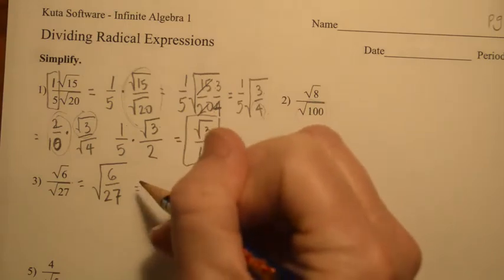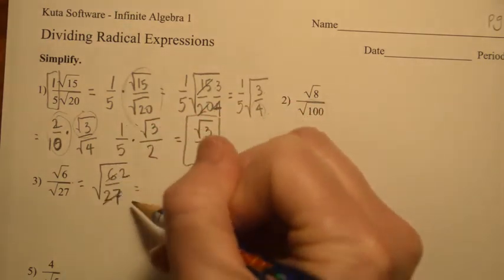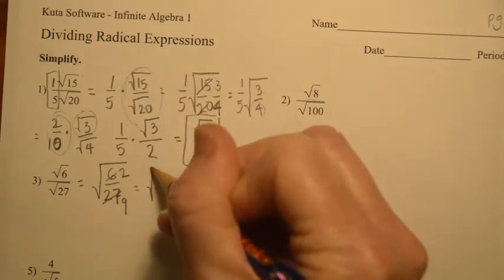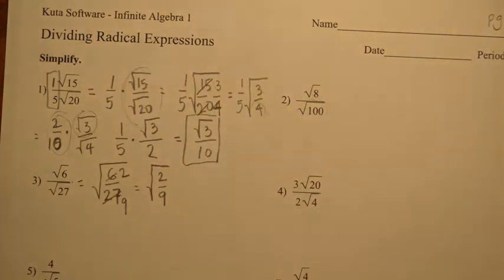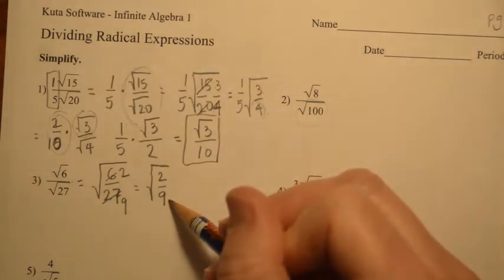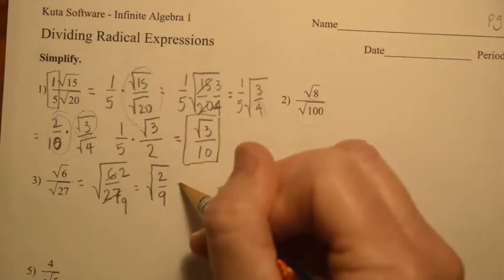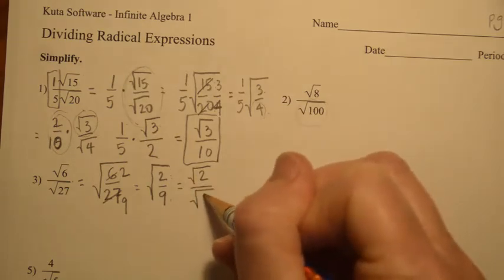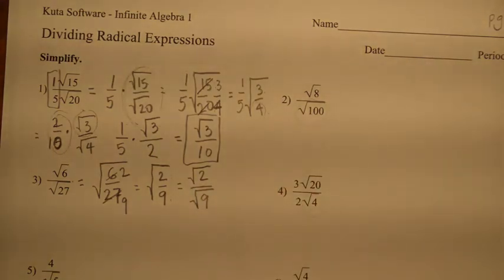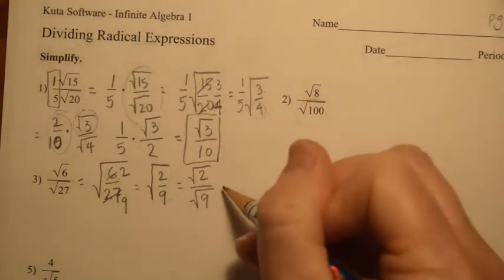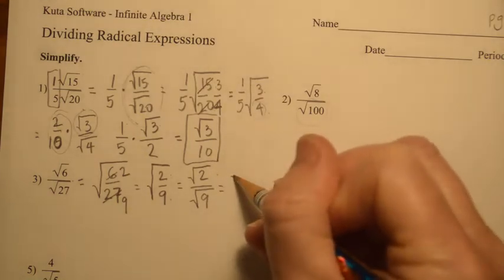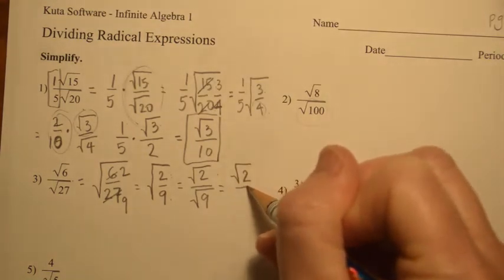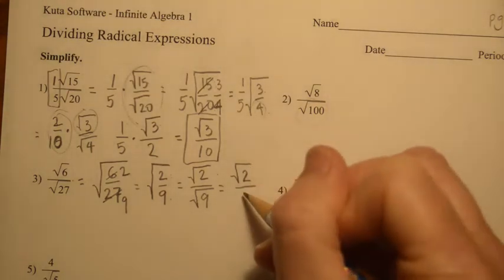All right, so hopefully you said, oh, I can take a 3 out of here and that's a 2, and I can take a 3 out of here and that's a 9. So this becomes the square root of 2/9. All right, now that I've fully reduced that fraction, just as we did before, I'm going to split it back up into individual radicals. So this is square root of 2 and square root of 9. And I'm going to look to see if I can simplify them independent of each other. All right, so square root of 2 is a prime. I can't do anything. And square root of 9 is just 3.